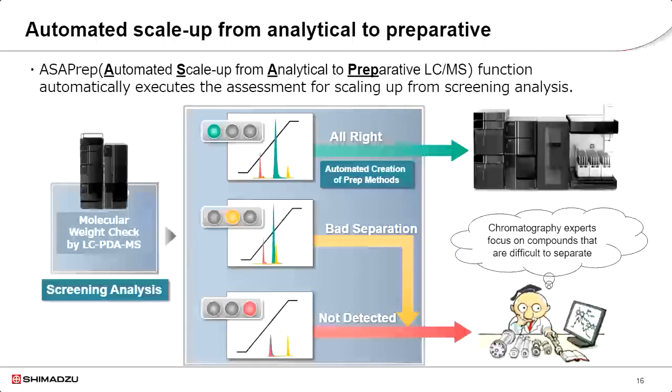In environments where the number of chromatography experts is limited, the automation of green designations allows for efficient task delegation, with only yellow or red designations requiring the expertise of chromatography specialists. This approach facilitates effective workflow optimization and contributes to enhanced overall efficiency for the entire team.